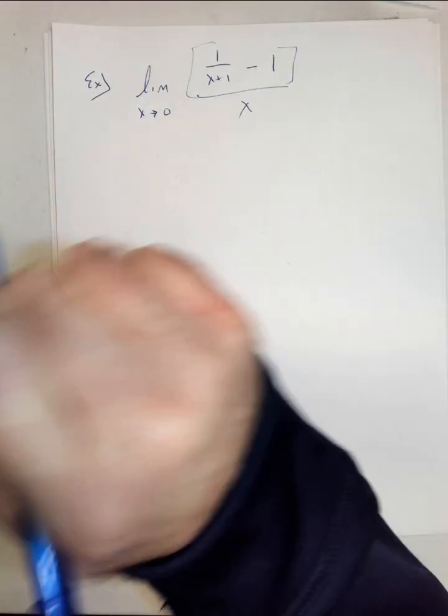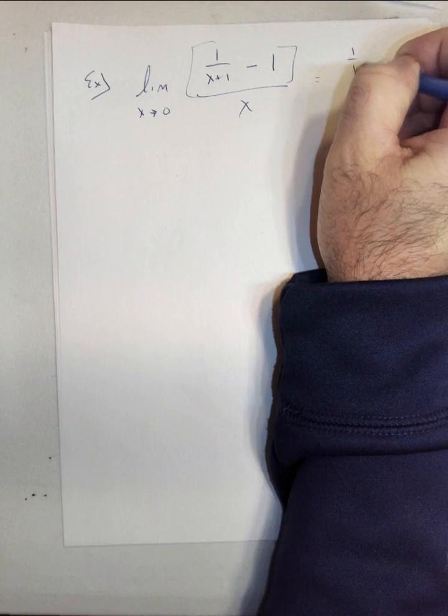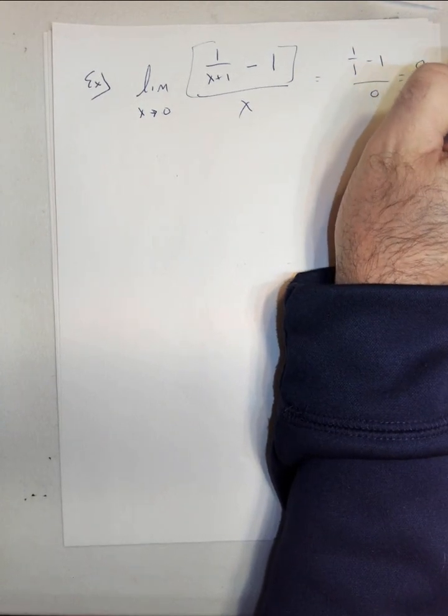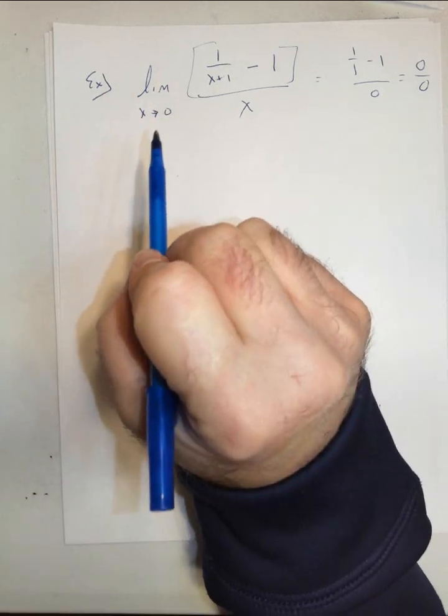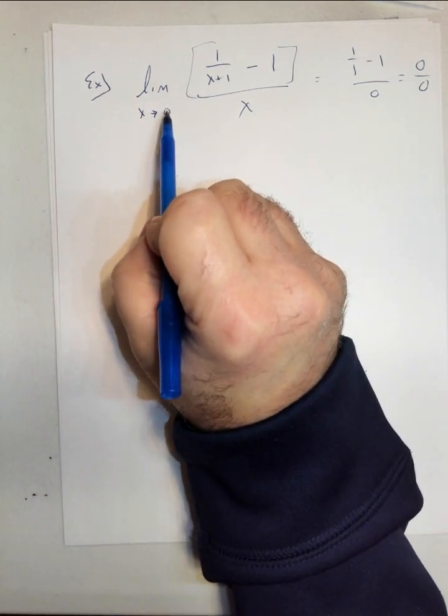But before we do that, what do we always do? Plug in the number, right? So plug in 0, which gives me 1 over 1 minus 1 over 0, which again is 0 over 0, which tells me I have a limit. Just to review, had I plugged in something here, like let's say this was 2.